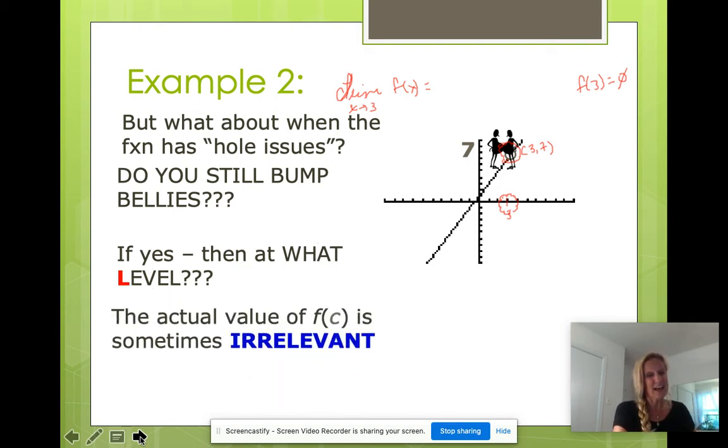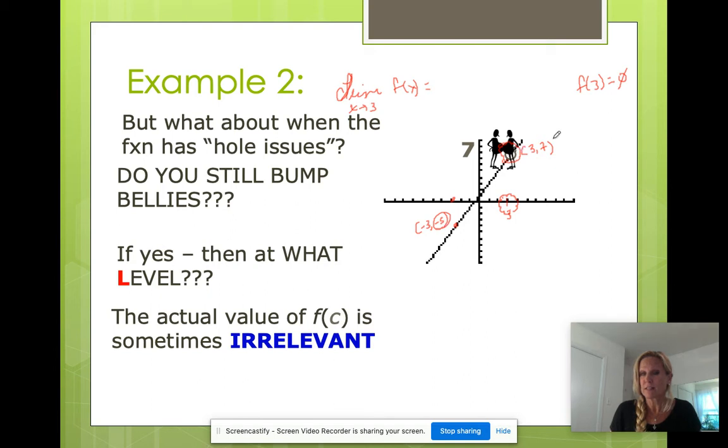So in this case, the actual value of f of c is irrelevant because I was not continuous at 3. Right? At 3, I wasn't continuous. I would have no issue bumping bellies anywhere else either because the function is continuous everywhere else. So for instance, what if I asked you, what is the limit as x approaches -3? That's right. At -3, this function happens to be -5. Since your function is continuous at -3, the level is -5.